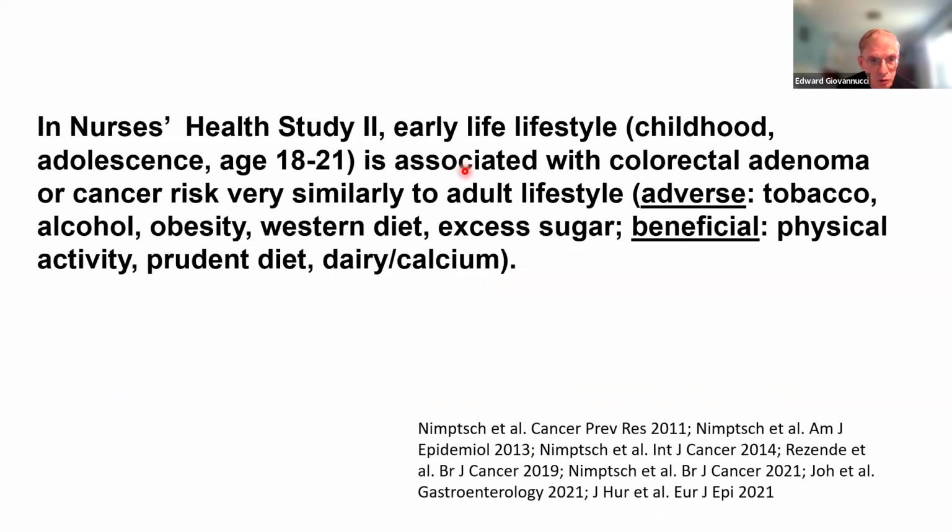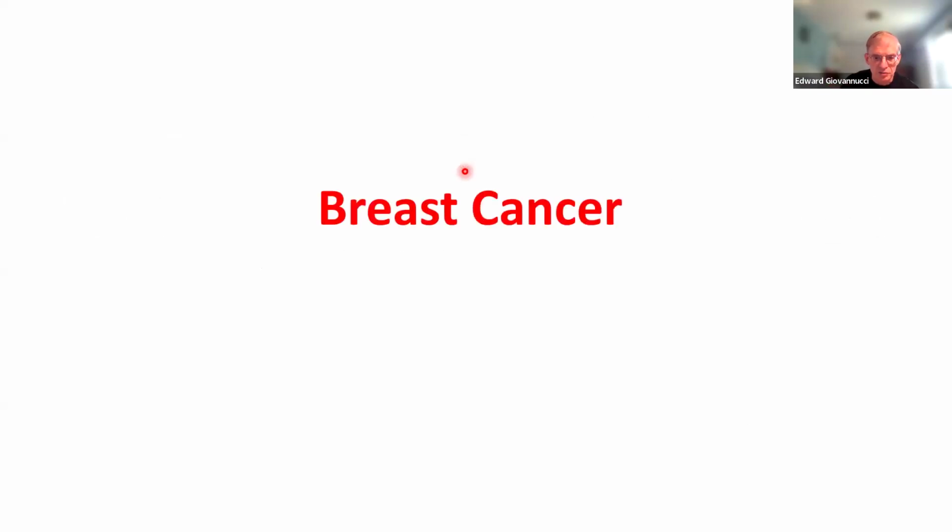So this is quickly summarizing what I just showed. In Nurses Health Study 2, early life lifestyle, so essentially childhood, adolescence, and age 18 to 21, is associated with colorectal adenoma or cancer risk, very similarly to adult lifestyle. Adverse are tobacco, alcohol, obesity, Western diet, excess sugar. Beneficials are physical activity, prudent diet, and dairy, calcium. So you see the same pattern early in life, independently as late life, that is associated with increased risk.